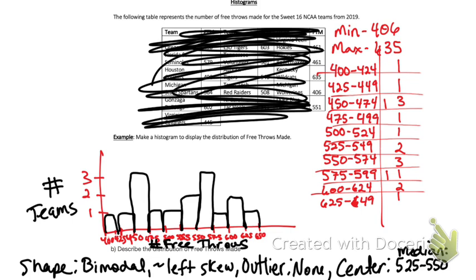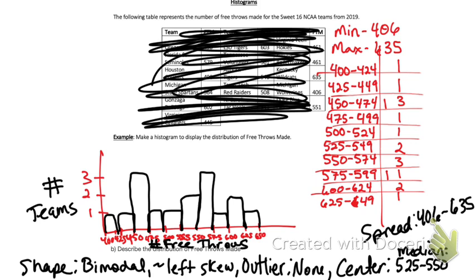All right, the spread. What's the spread of this data? Good. Because you guys did have the data, yes, the spread is up there at 406 to 635. So that would be our spread. Man, I ran out of room here.